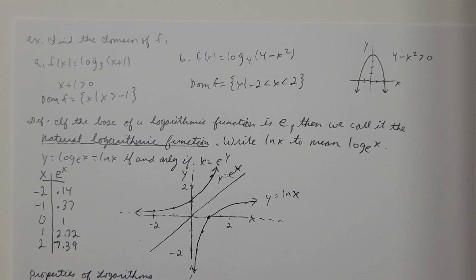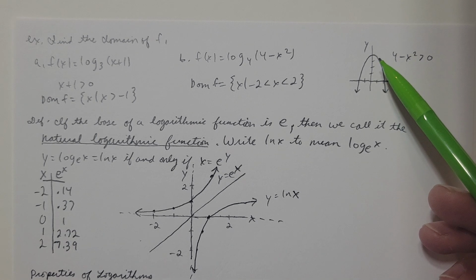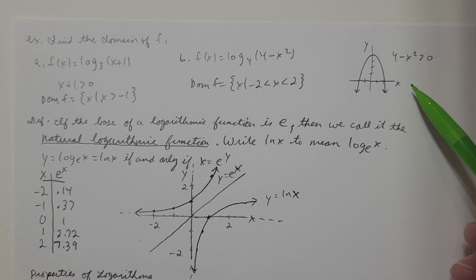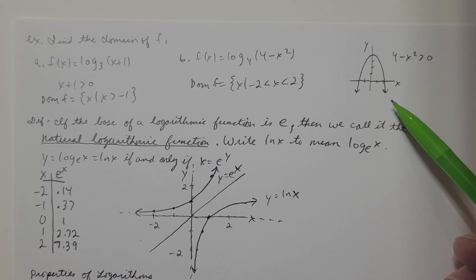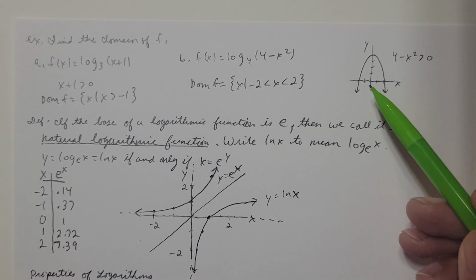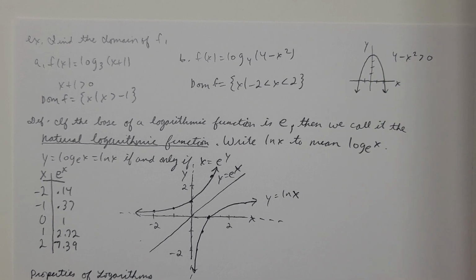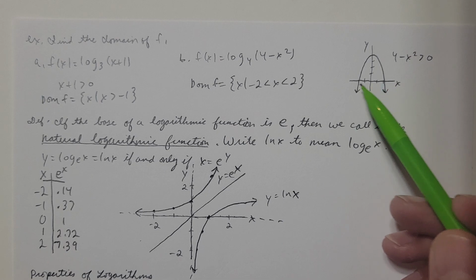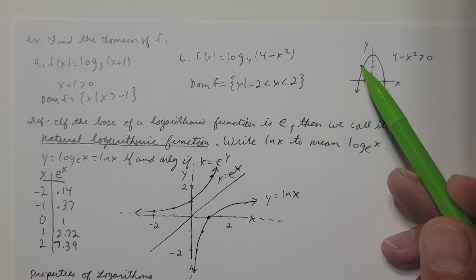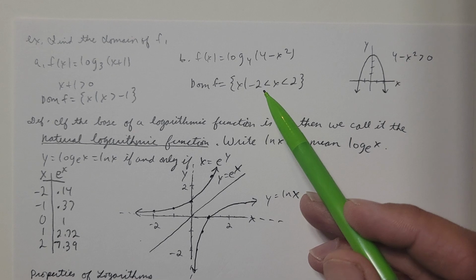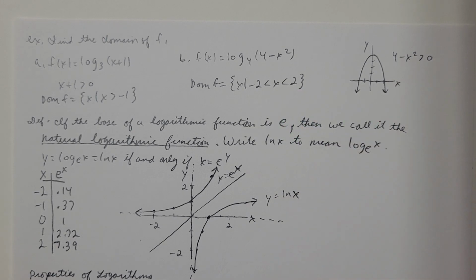Now I need to know where we're positive. Well, if you're above the x-axis, you're positive. If you're on the x-axis, you're equal to 0. And if you're below the x-axis, you're negative. So I guess another way to word this is, where on this graph are we going to be plotting a point that's above the x-axis? Well, it looks like anywhere that's between -2 and 2, I'm going to be above the x-axis there. All right, so that's going to be my answer. The domain of f is the set of all x such that x is between -2 and 2.